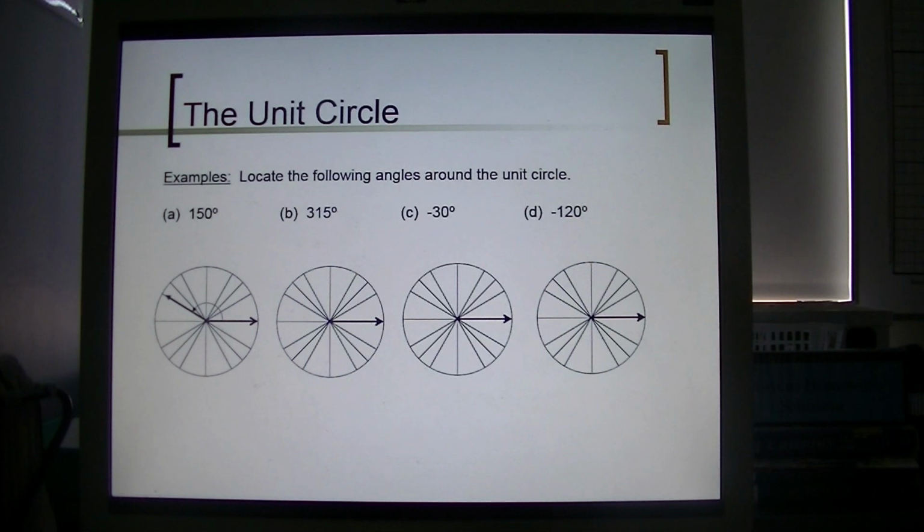And your angle is over here. Please locate the next one. Locate 315 degrees. Don't do C and D yet.